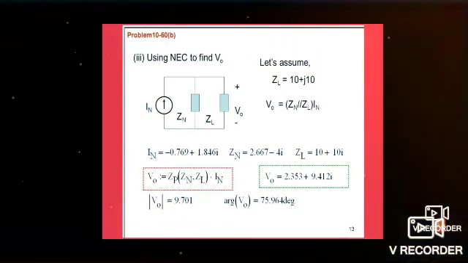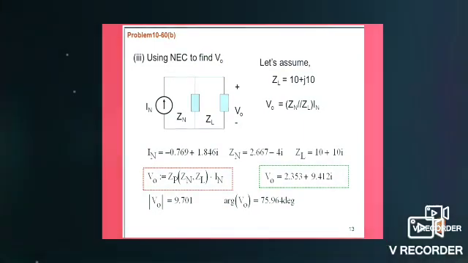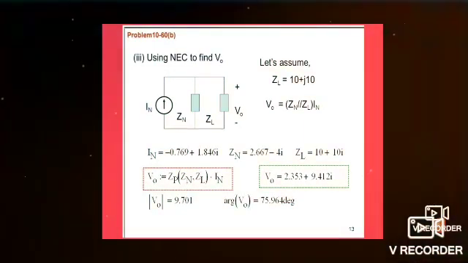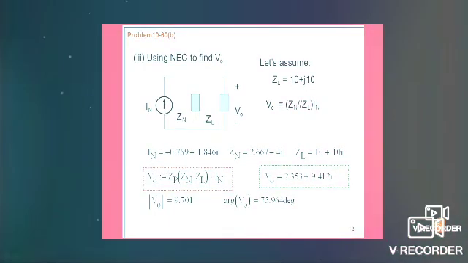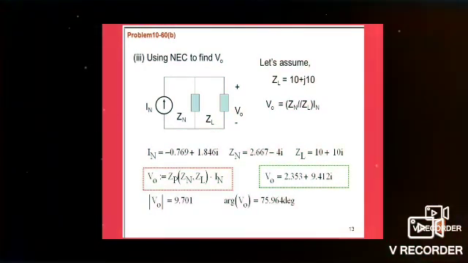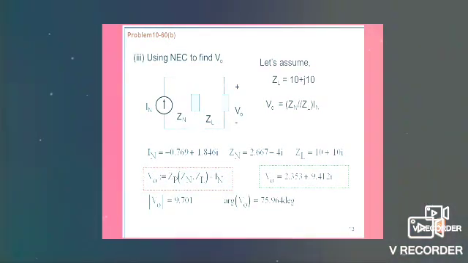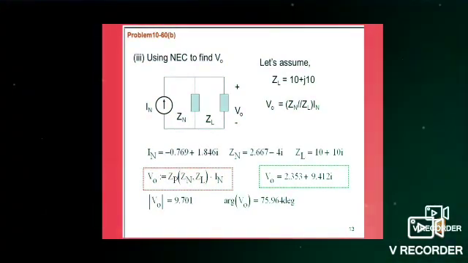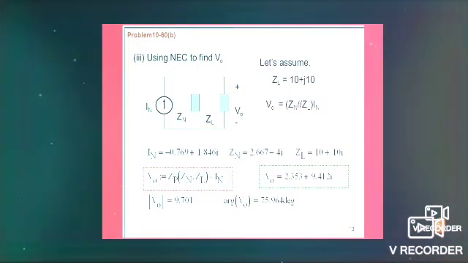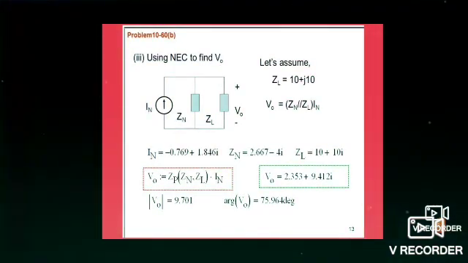Then the value of IN is minus 0.769 plus 1.846 J, Zn is 2.667 minus 4J, which we already found, and ZL is taken as 10 plus 10J. Therefore, the value of V0 is equal to 2.35 plus 9.412 J. If you convert the rectangular format into polar format, V0 equals 9.701 with an angle of 75.964 degree.